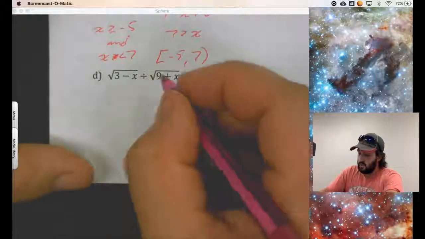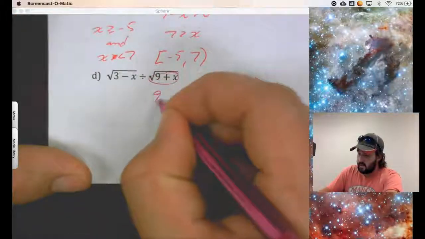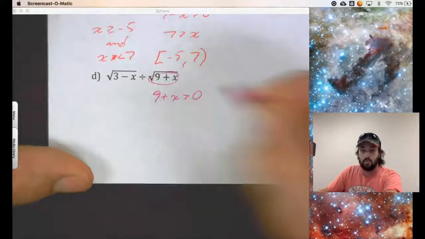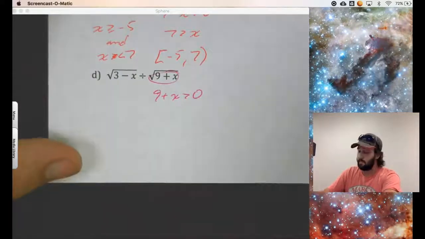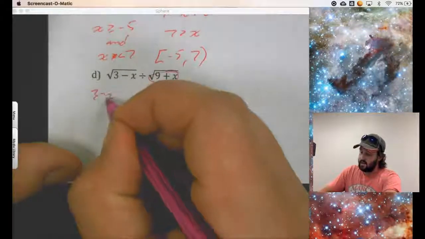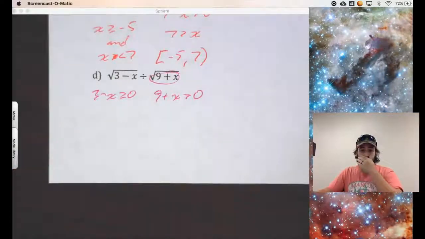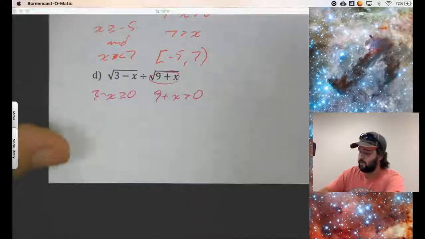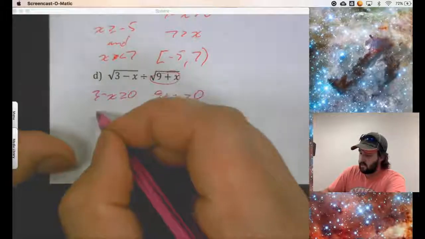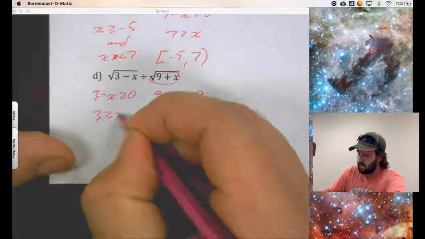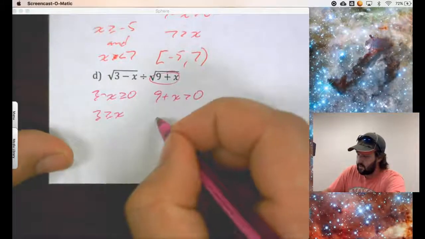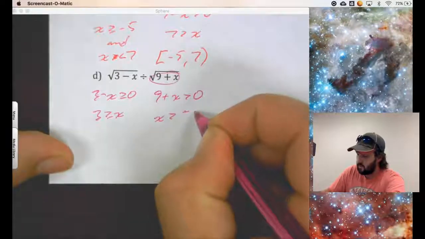Again, you may want to do this part first, so 9 plus x has to be greater than 0. It cannot be equal because you cannot divide by 0. 3 minus x has to be greater than or equal to 0, because that's the number up top, so that's fine if it is equal to 0. And then I would just add the x over, so 3 greater than or equal to x, and I would subtract the 9, so x greater than negative 9.